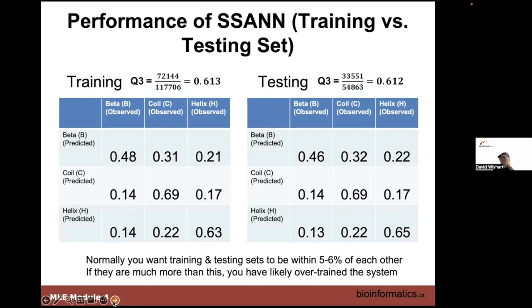And as I said, you want to make sure that your training and testing data are within a few percentage points of each other. If one drops by 20% or miraculously increases by 20%, there's something wrong with your model or something wrong with your testing evaluation data. So this kind of performance of 61% is better than the 50% of Chou-Fasman, but it's clearly not as good as the PHD one, which was written by Burkhard Rost, which made him world famous back in the mid-80s, well, I guess it was early 90s, actually.